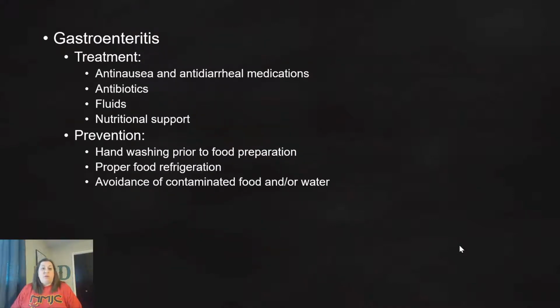Now, when we look at treatment for gastroenteritis, anti-nausea and anti-diarrheal medications may need to be given. This is important because it's to help reduce the loss of water and to decrease the chances of dehydration in this state. We also see antibiotics, if we're talking about a bacterial infection, may need to be prescribed. Fluids, making sure that we're getting enough fluids in, again, to prevent dehydration, and maybe even some nutritional support if that inflammation becomes too great.